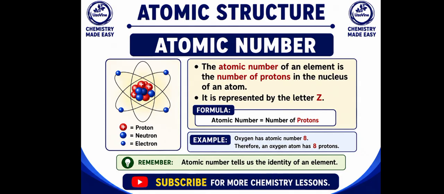You should note that atomic number tells us the identity of an element. So what that means is that no two different elements have the same atomic number. For instance, oxygen has atomic number 8. Therefore, an oxygen atom has 8 protons, and that is why it is oxygen. If the atomic number changes from 8 to a different number, it is no longer oxygen.